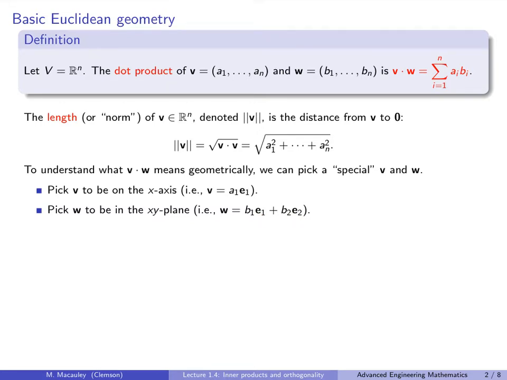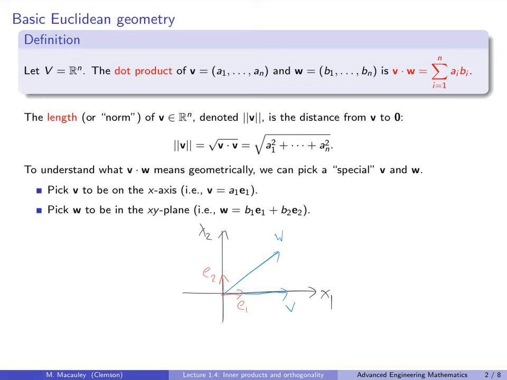So let's draw a picture of this. So here's, let's call it, the x1 axis and the x2 axis. So let's pick v to be on the x1 axis. So v is just a scalar multiple of e1. And then w is a linear combination of e1 and e2. So it's something like this.